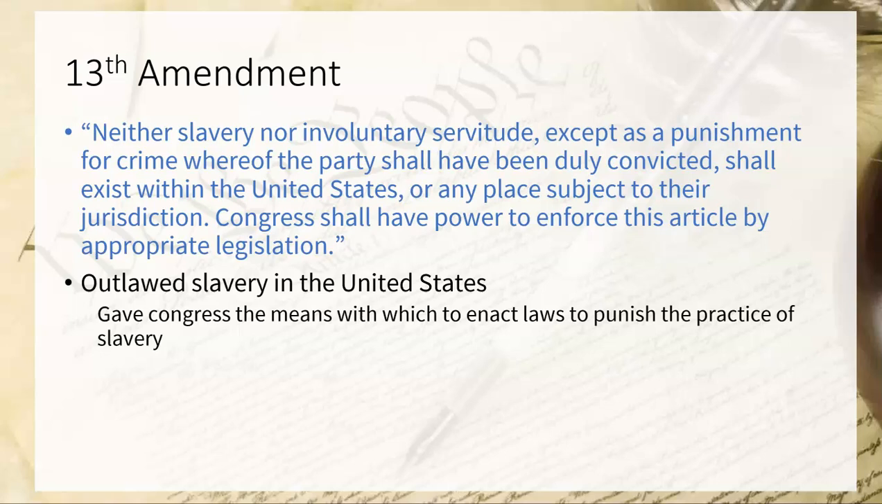So the 13th Amendment. Neither slavery nor involuntary servitude, except as a punishment for a crime whereof the party shall have been duly convicted, shall exist within the United States or any place subject to their jurisdiction. Congress shall have power to enforce this article by appropriate legislation. This outlawed slavery in the United States, and it also gave Congress the means with which to enact laws to punish the practice of slavery.